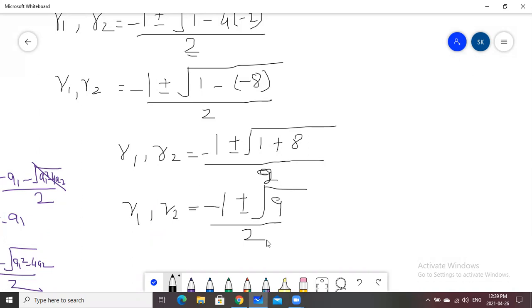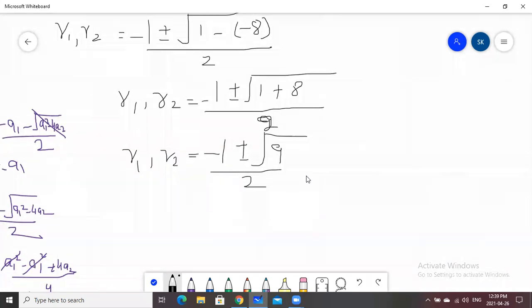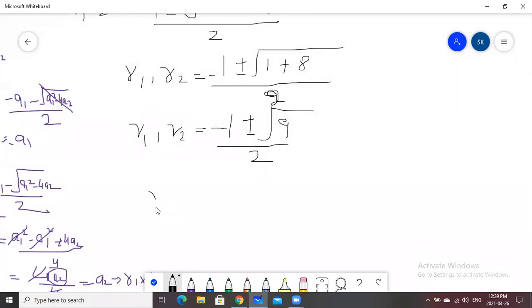Okay. Now our next step will be R1, R2 is equal to minus 1. Standard form of taking the square root is we will take its positive value. The square root of 9 is equal to 3. Therefore, minus 1 plus minus 3 divided by 2. By solving it, we will get two different values.